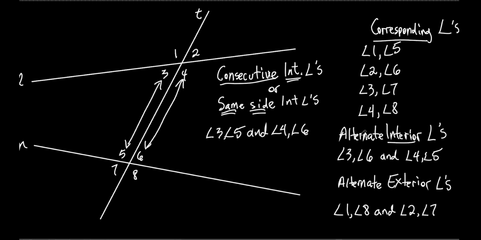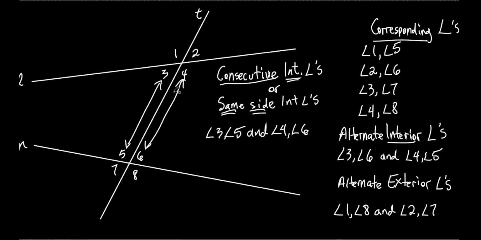Are they corresponding? Are they alternate interior? Are they alternate exterior? Or are they consecutive interior? What is 4 and 6 to each other? They're consecutive interior. What is the relationship between angle 1 and angle 8? Look at angle 1 and look at angle 8. What are they? They're exterior angles, and they're alternate, right? They're complete opposites. So 1 and 8 are alternate exterior angles. What's the relationship between 4 and 5? Alternate what? Interior. They're in between these two lines, so they're alternate interior.